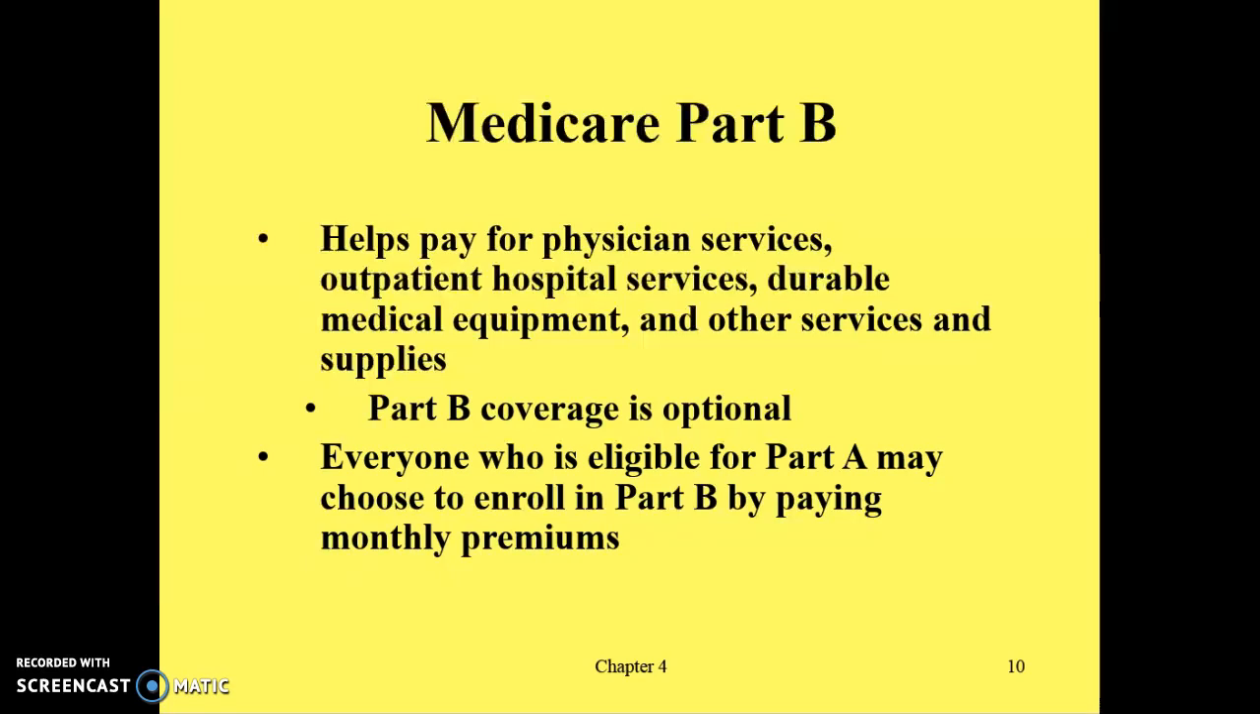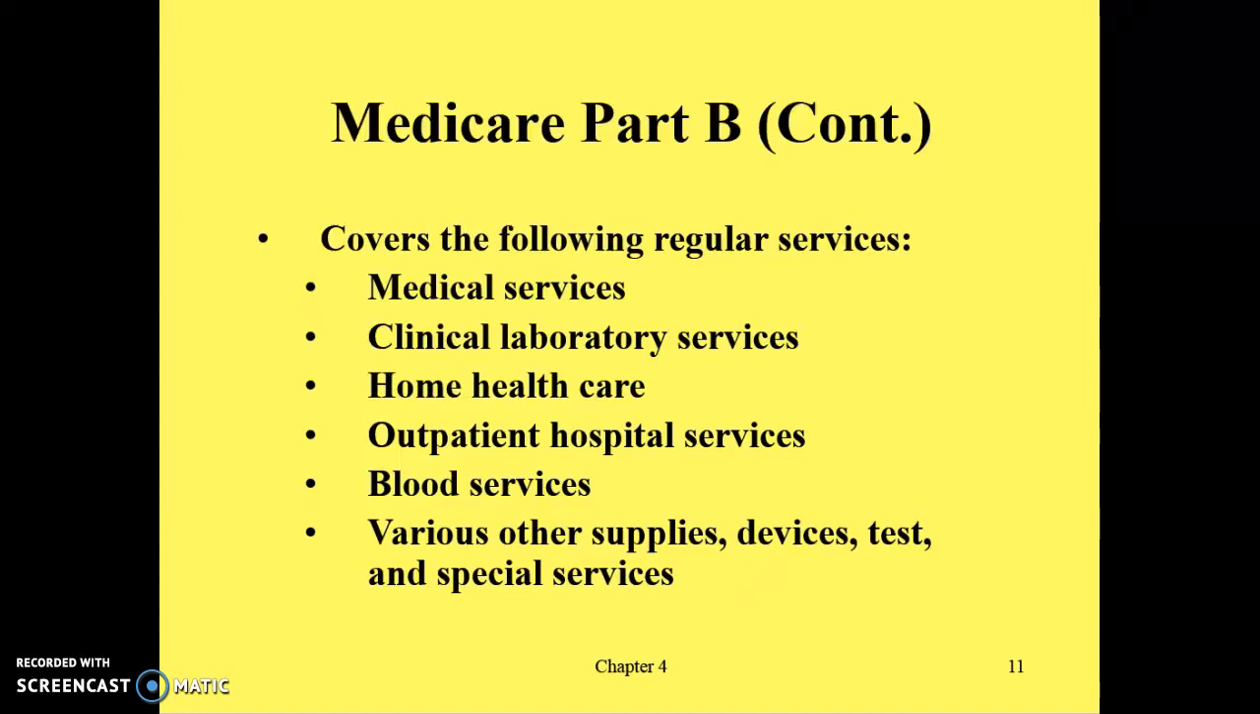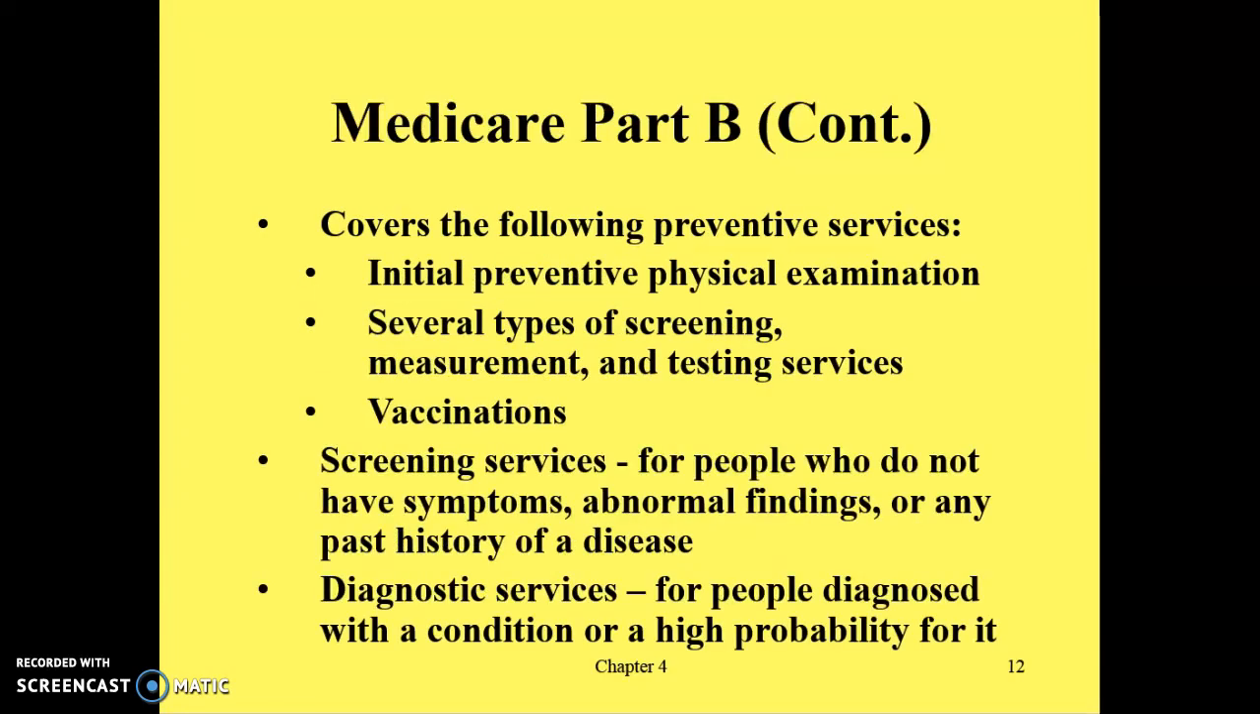Now, if you are eligible for Part A, you can enroll in Part B, but you do have to pay monthly premiums for Medicare Part B. Here's just a few more things that Medicare Part B typically covers. Laboratory services, home health care, blood work, things like that. There's also some preventative care covered under Part B, so physicals and things like that, screenings, vaccinations, all of those types of things are covered under Medicare Part B.